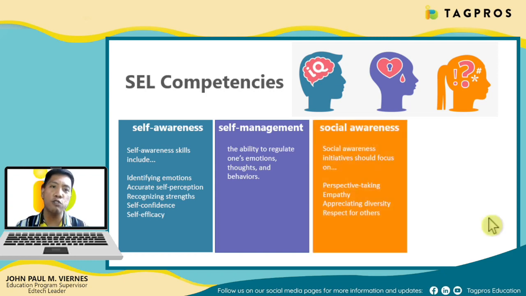So that is self-management. Let's go to the third competency, which is social awareness. Now, socially aware individuals can understand others' perspectives and empathize with them, including those from diverse backgrounds. Social awareness initiatives should focus on, says here, perspective taking, empathy, appreciating diversity, and respect for others. For example, as a teacher, you can cultivate students' empathy by encouraging them to put themselves in the shoes of the people on opposing sides of an idea, to help them understand both how they came to their views in the first place and why certain decisions were actually made. Through this, we can actually champion respect and understanding.